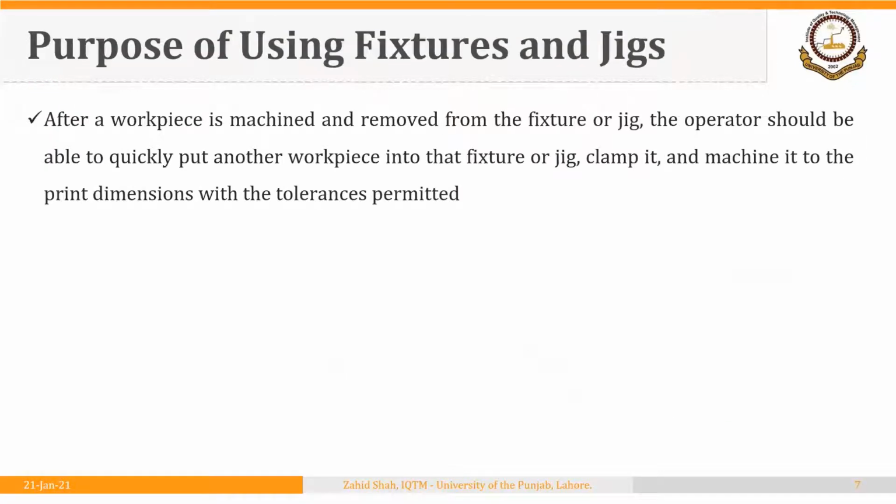So what is the ultimate goal? What we want to achieve? We ultimately want to achieve productivity, increase in productivity, and increase in quality, or to be able to achieve consistent quality.